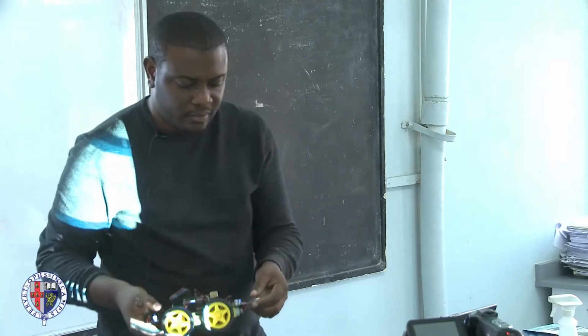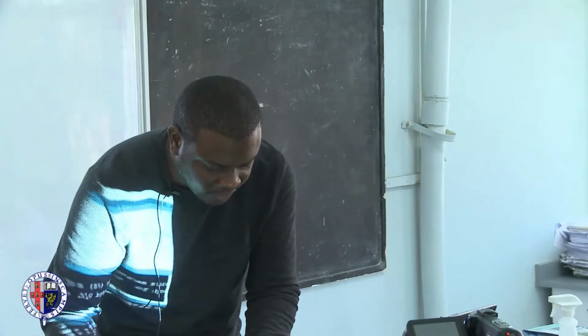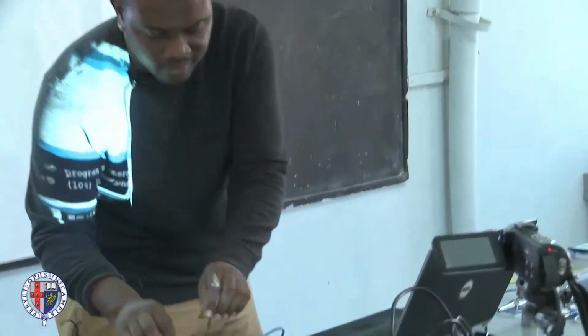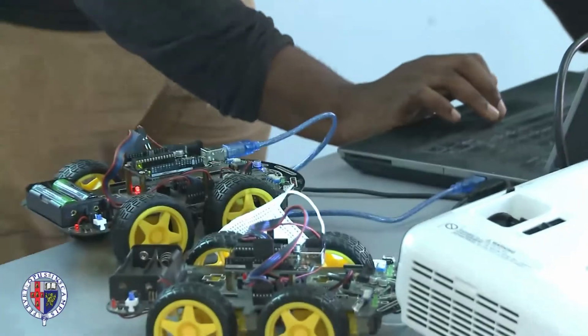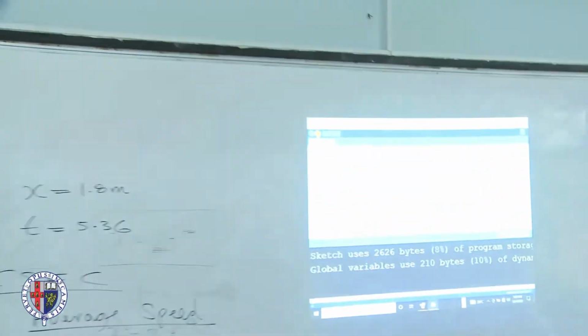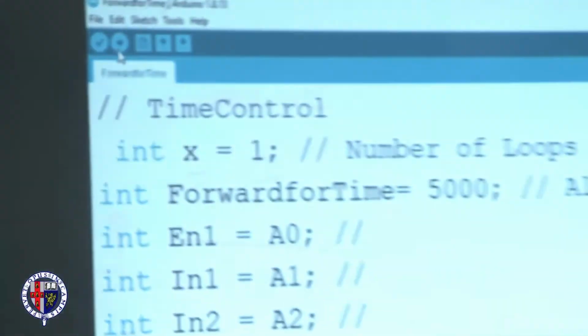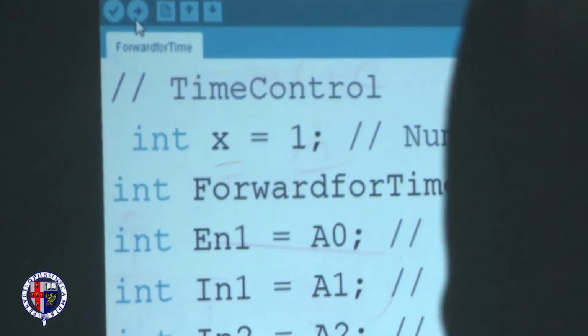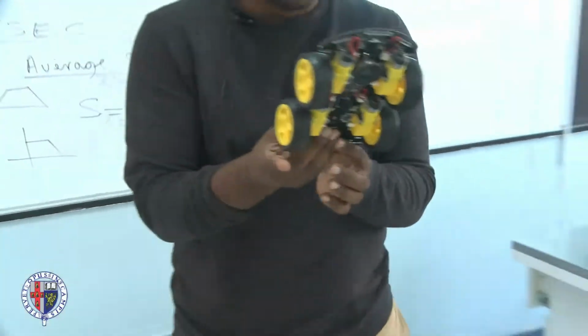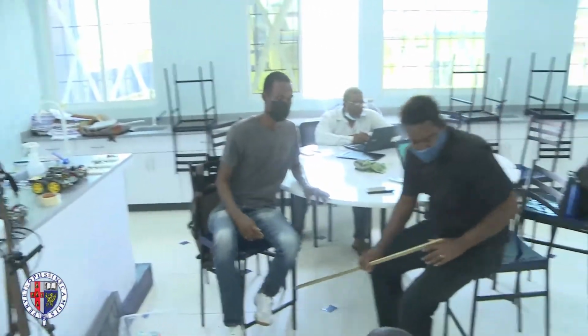Oh, I didn't download the code yet. No, I didn't download it. I verified it, but I didn't download it. All right, so now it's time to download. All right, done. Let's see what's happening in terms of how far it's going.